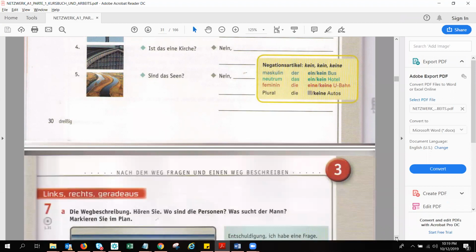Shruti, for plural, it is like we don't use kein or keine, so it is keine.